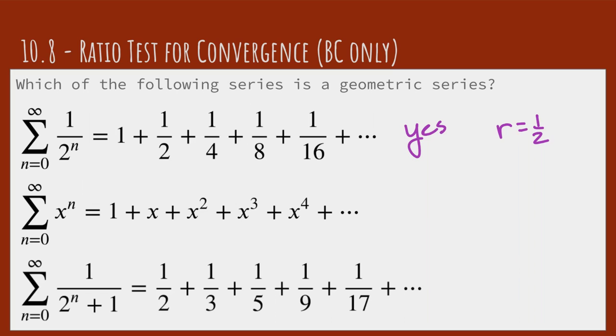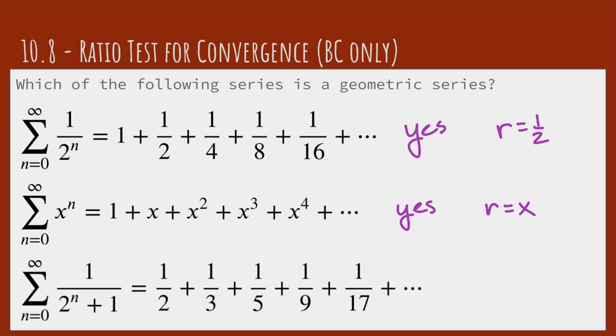The second one is not as obvious, but it is also a geometric series because to go from one term to the next, we're always just multiplying by x. So yes, it is a geometric series. The common ratio here is just x. And we know this one will converge under certain circumstances, specifically if x is somewhere between -1 and +1. So this is just a general form for a geometric series.